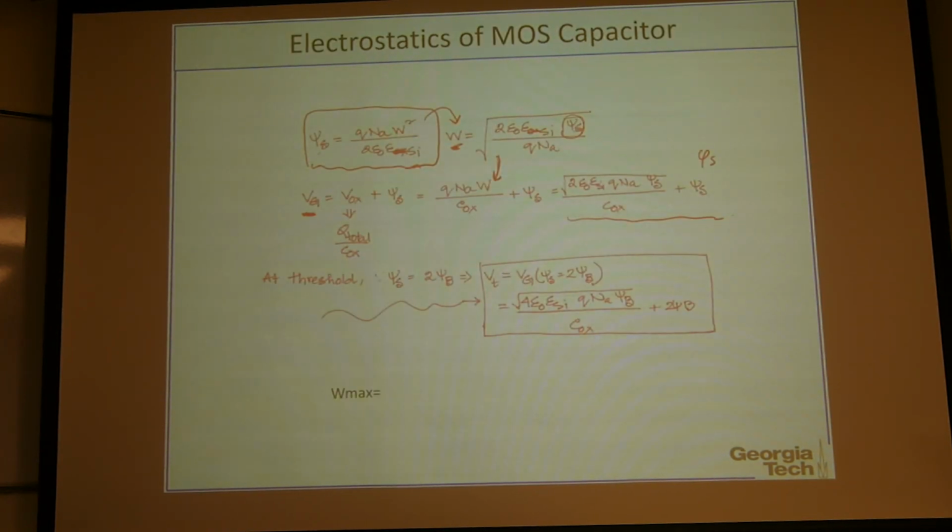So here we are going to plug in the condition for the inversion, which is phi s equals 2 phi d. So you plug in here and plug in here, and eventually you get this equation. This equation is the threshold voltage: V threshold equals the square root of this term divided by COX, plus 2 phi d. So after this long journey, eventually you get the equation for the threshold voltage.